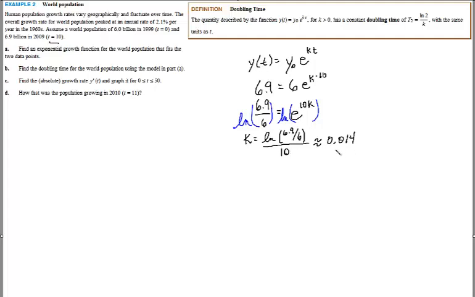After doing that bit of algebra, I get 0.014 for k. That gives me as my exponential growth function y of t equals 6 e to the 0.014t as my function. B says find the doubling time. So finding the, oops, I wrote a k, I meant to write a t. Sorry about that.